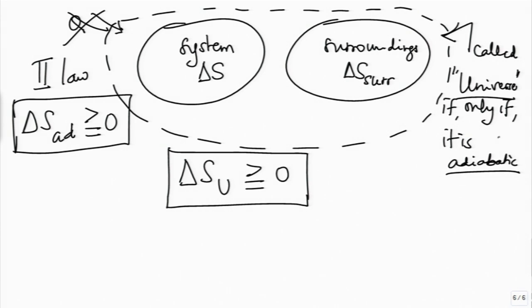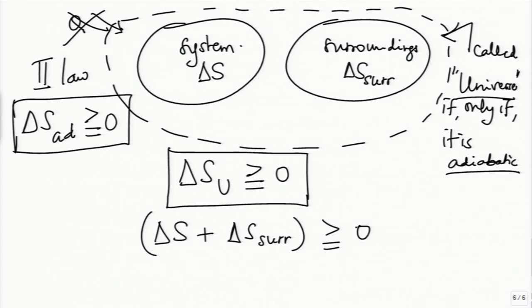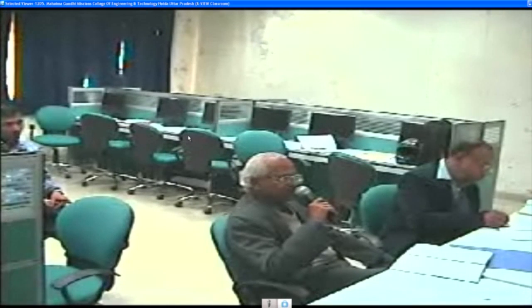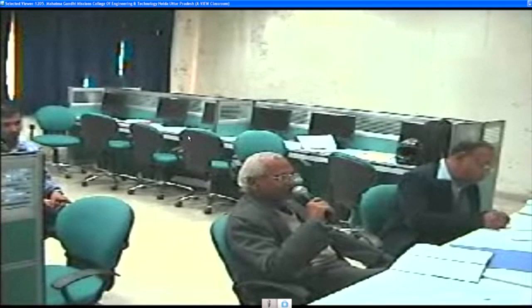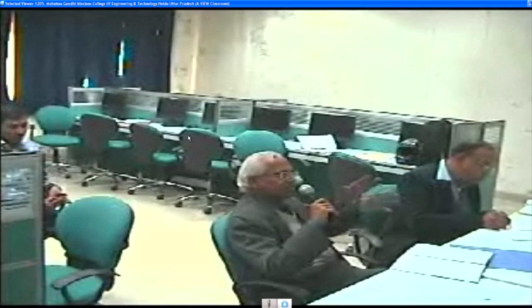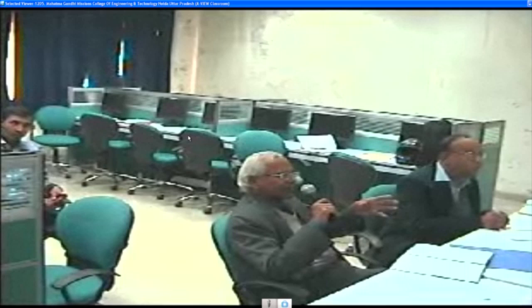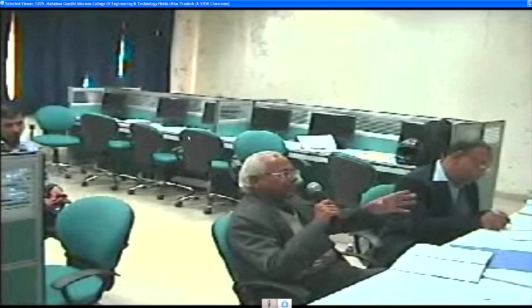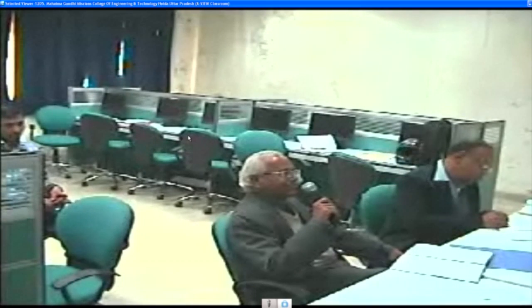And since in this case the universe is made up of our system and our surroundings, delta S of the universe is delta S of the system plus delta S of the surroundings. So, this should be greater than or equal to 0. Over to you. If we write the expression for delta S for the system and delta S for the surroundings, suppose there is a heat transfer from the system to the surroundings. Now let us concentrate on the heat transfer that is taking place. I want to introduce the concept here, the entropy generation, that you gave in the table, very nice table, three columns, three rows.